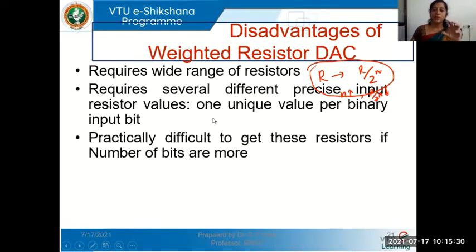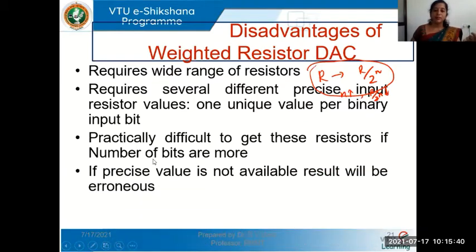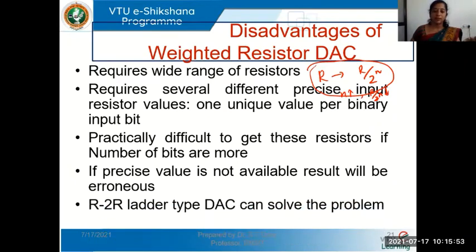All in weights of 2 power n. So practically it's difficult to get these resistors, especially when the number of bits is more. Understand that. So if the precise value is not available, as I told you, the result will be erroneous. I told you instead of a 0.5 step voltage, it may be 0.4 or 0.7, something like that.